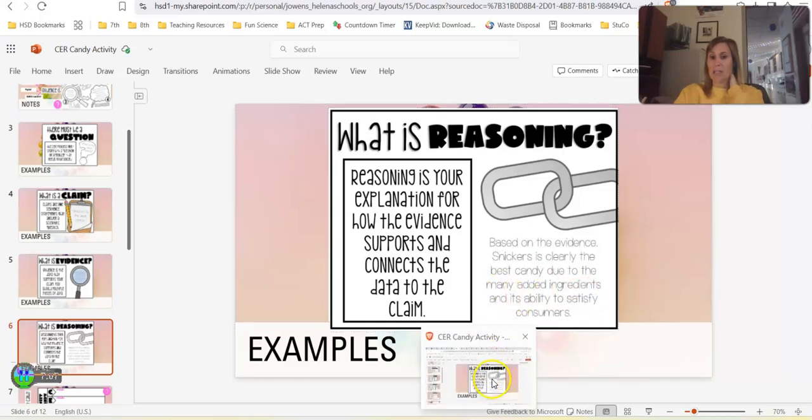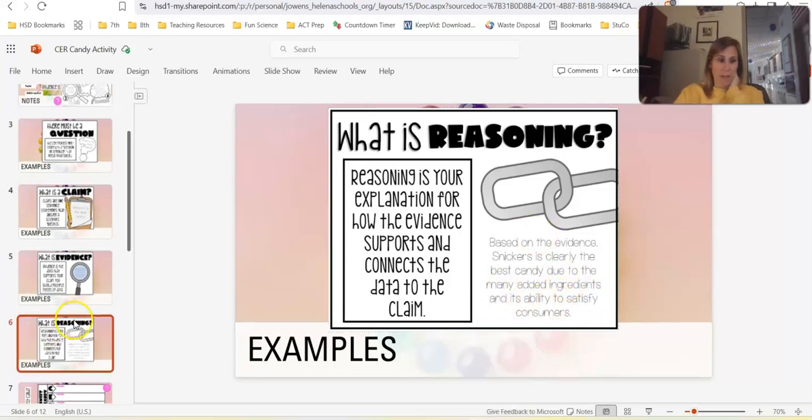So many added ingredients, ability to satisfy consumers. Okay. All right, moving on.